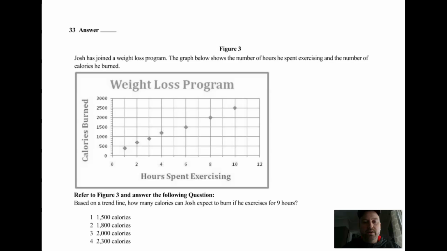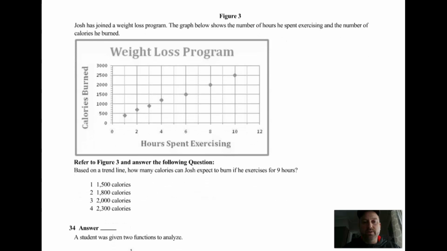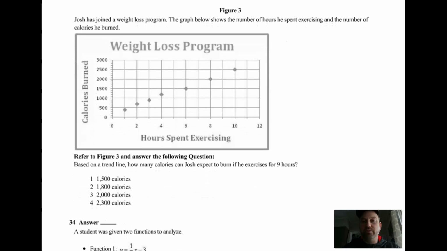Okay, figure 3 for question 33. Josh joined a weight loss program. The graph below shows the number of hours he spent exercising and the number of calories he burned. Based on a trend line, how many calories can you expect to burn if he exercises for 9 hours? If you draw a line of best fit here, that was not very good. Let me try again. Something like that. Not perfect, but the right idea.